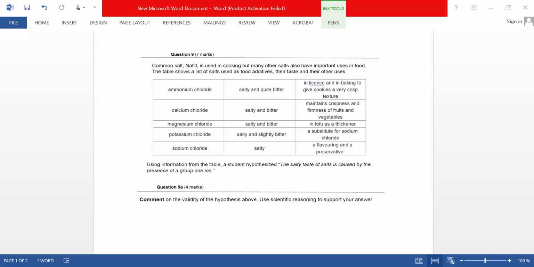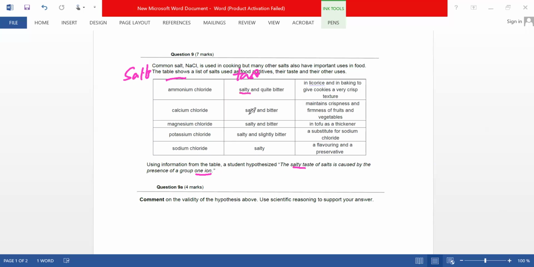Their taste, and their food uses. Okay, there are salts here. These are salts. We have their taste here and other uses. Using the information from the table, a student hypothesized, predicted, that the salty taste of salts is caused by the presence of group 1 ions. So we'll just look at the salts here.